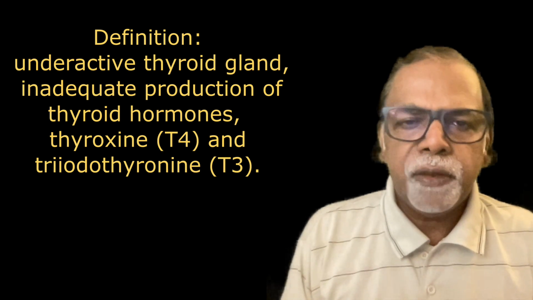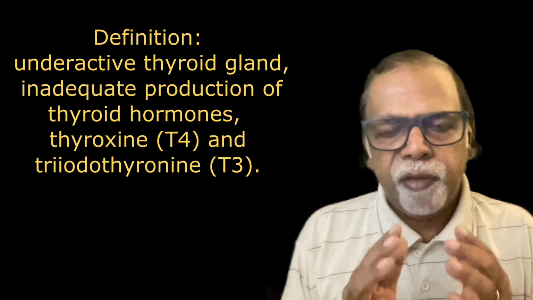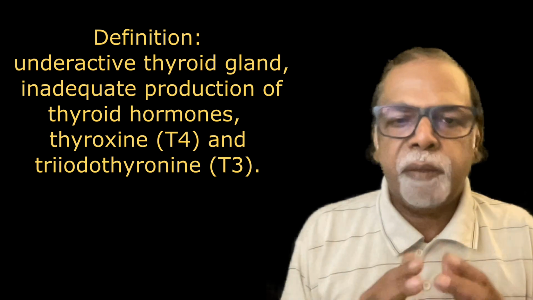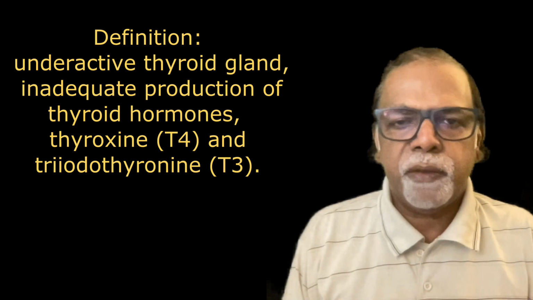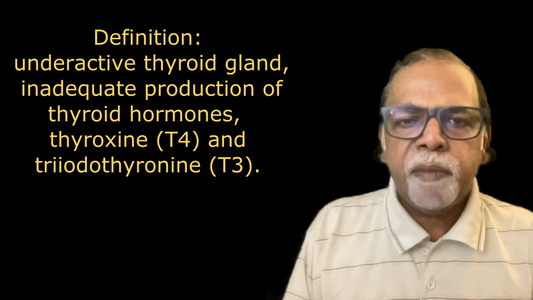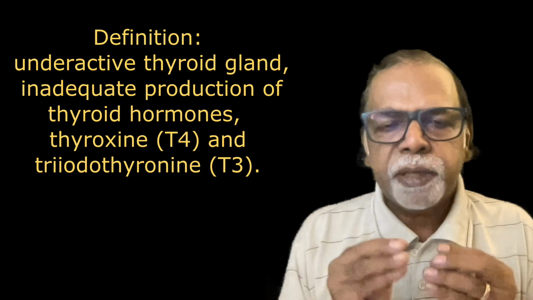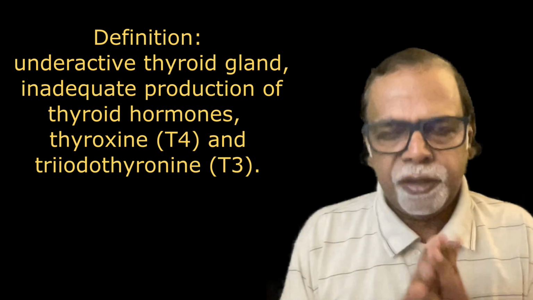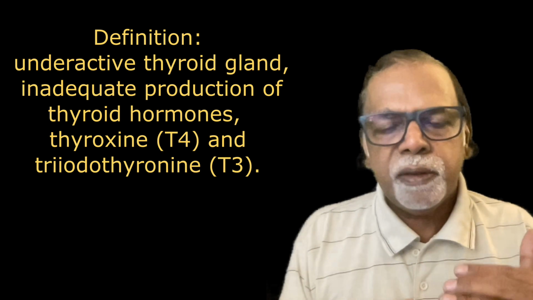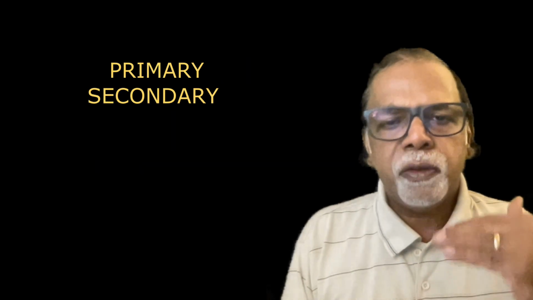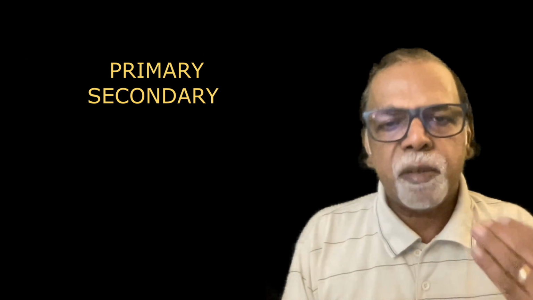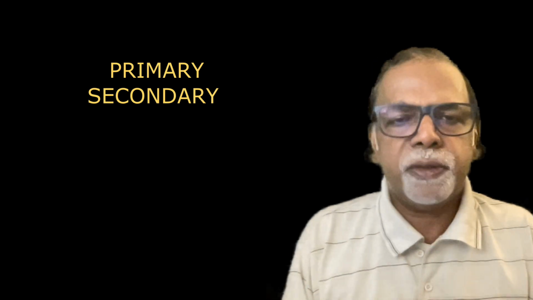Let us look into the etiology. Hypothyroidism can be divided basically into primary hypothyroidism and secondary hypothyroidism. What do you mean by primary hypothyroidism? Primary means the thyroid gland per se is defective. Secondary means the thyroid gland is normal but it is not acting because the thyroid stimulating hormone is not adequately produced.